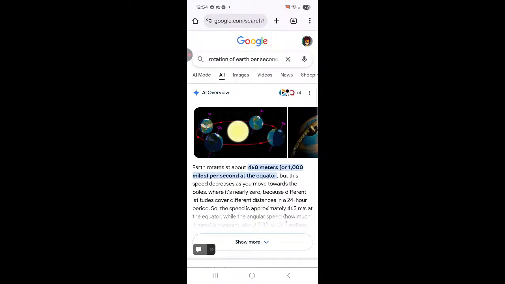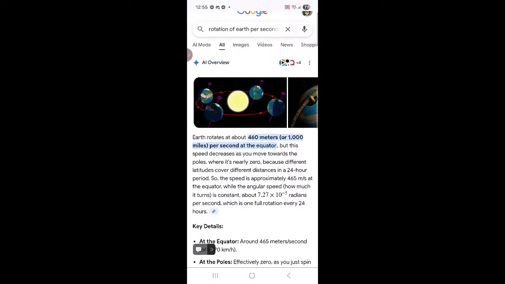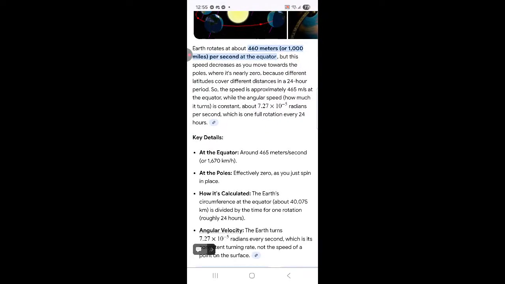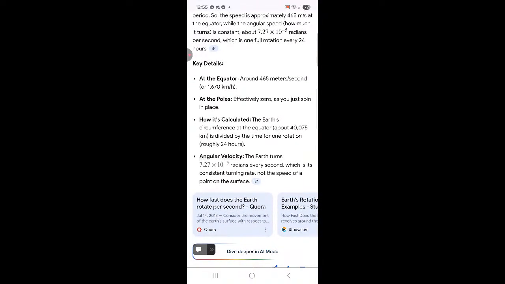Okay, so when I said 900 or whatever in the other thing, I was off by a bit, but that just refers to the base number, and it's still not. At the poles, it's effectively zero as you just spin in place, which is funny. Radians per second is funny to think about.